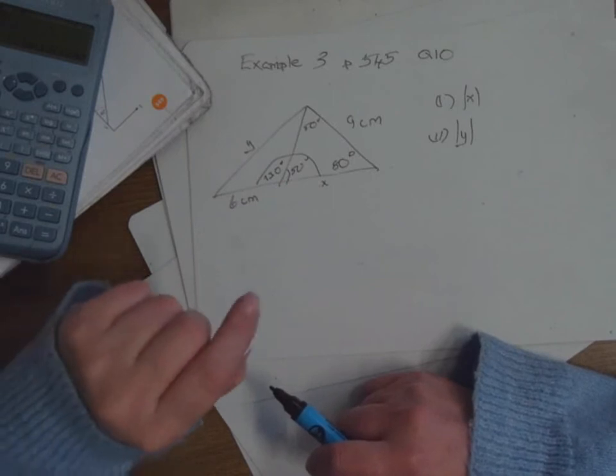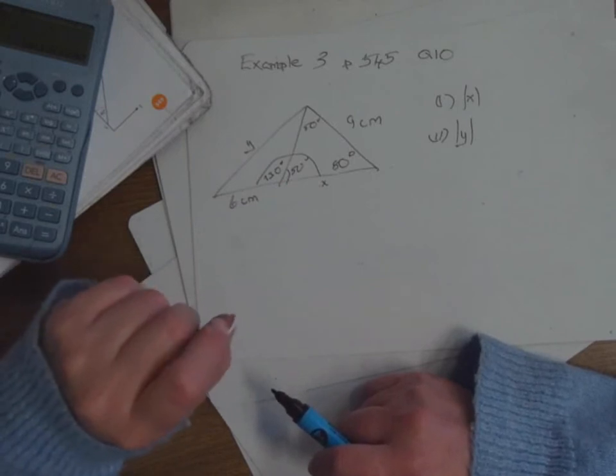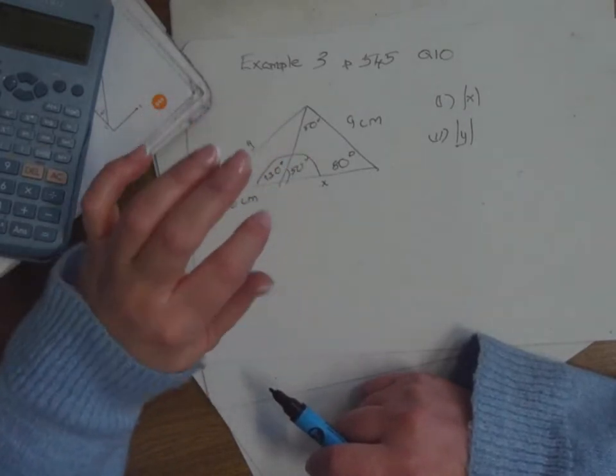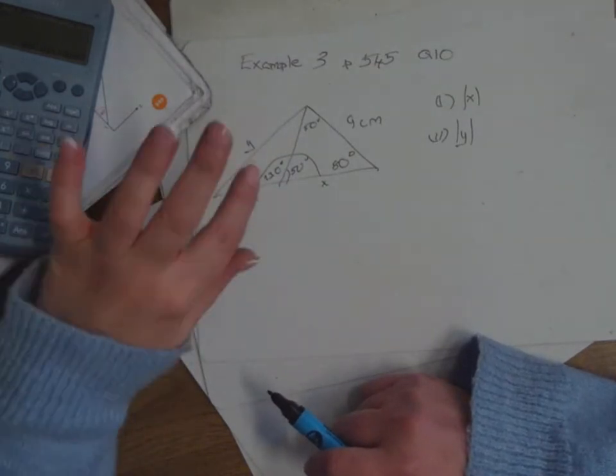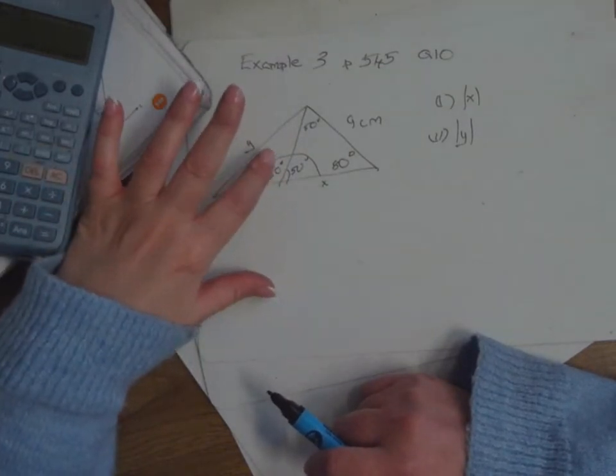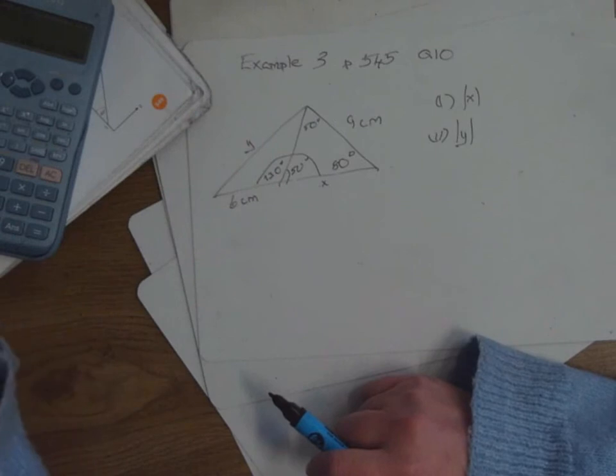The one with the X. Why will I work in the triangle with the X? Because I have 3 pieces of information. I actually have 4. But I can't work in the triangle with the Y because I only have 2 pieces of information in that triangle, don't I? Do I?